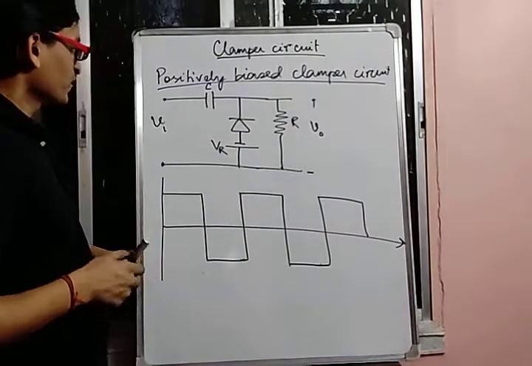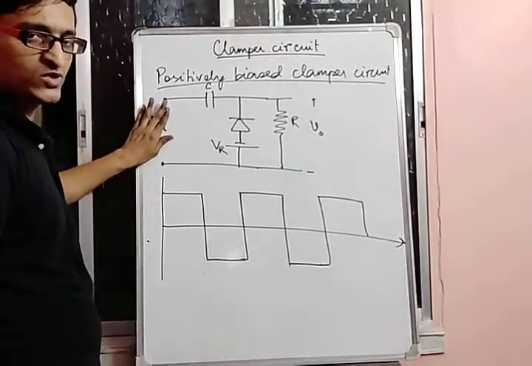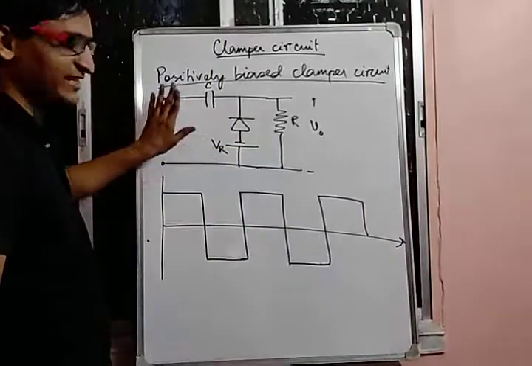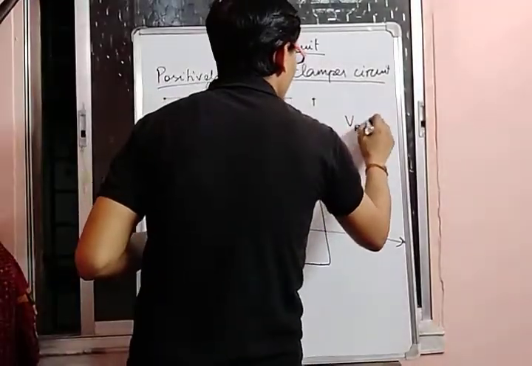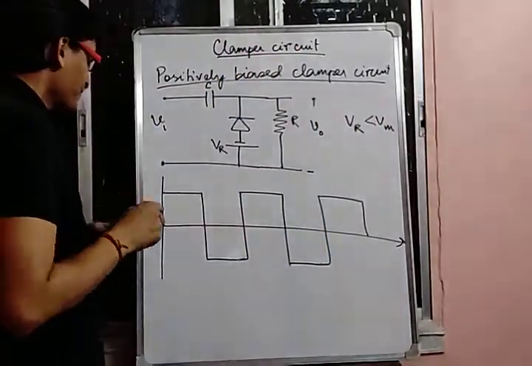So now we are considering that this VR is less than the peak value, that is VM. We are considering that VR is less than VM. So now what will happen?